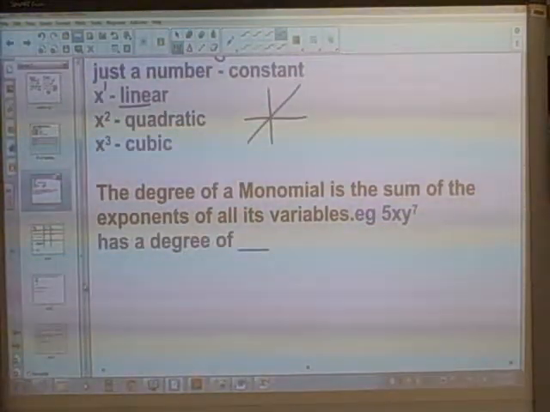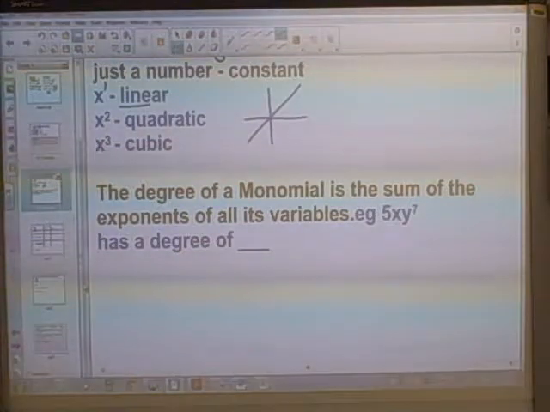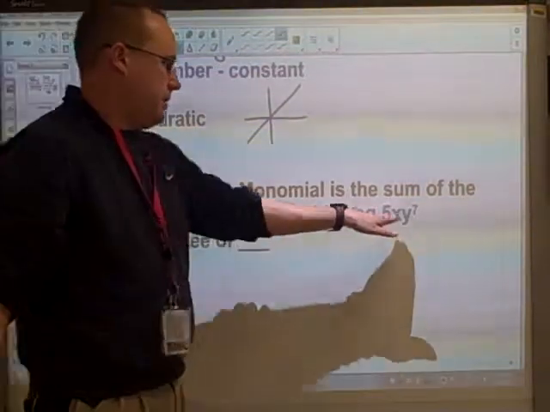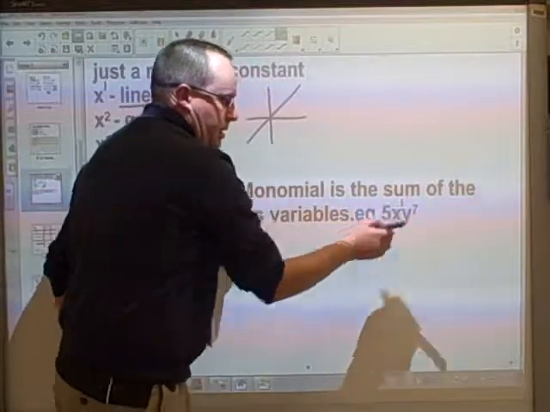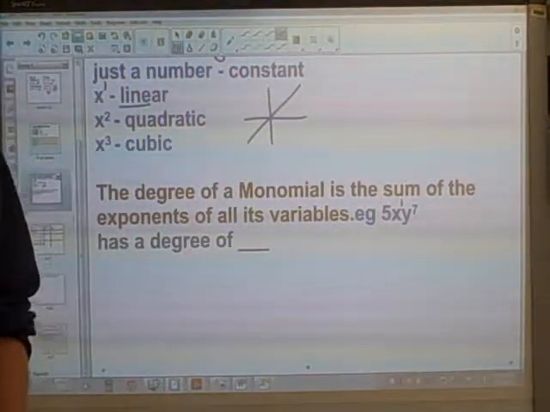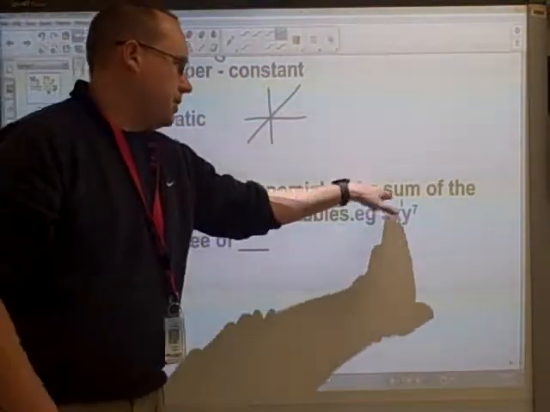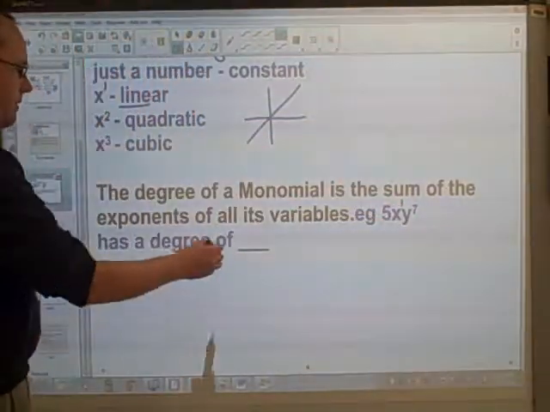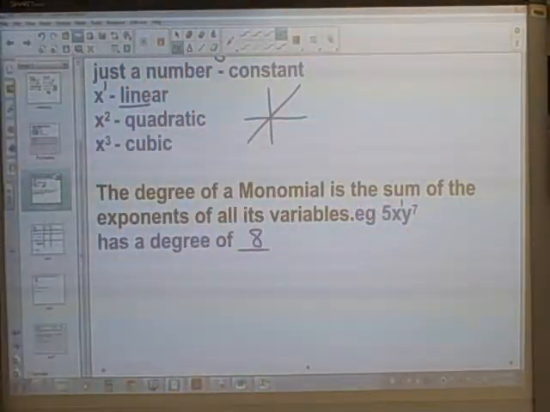Now, the degree of a monomial is the sum of the exponents of all its variables. So if we have multiple variables within the same term like this, certainly for x, we should know it's x to the power of 1. So what we would do here is we do the sum of these numbers. So 1 plus 7, we say it actually has a degree of 8.